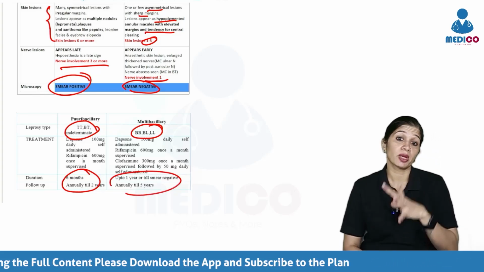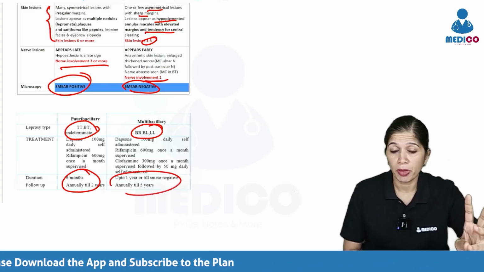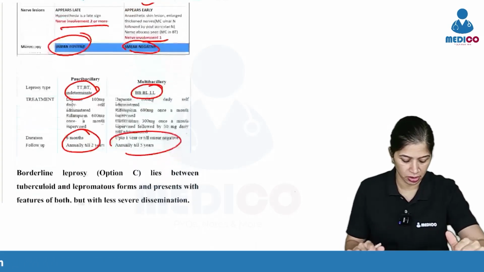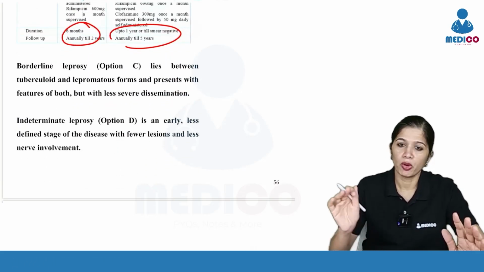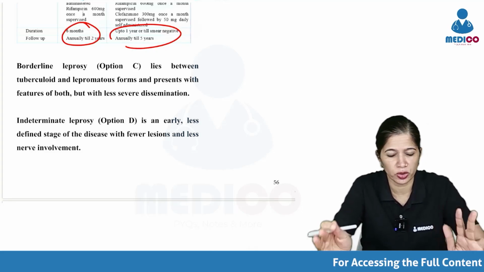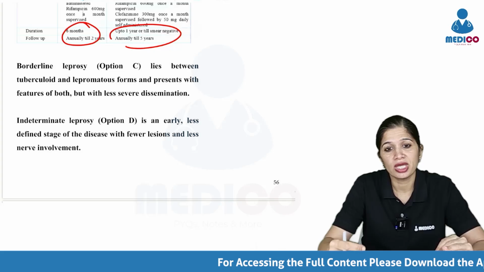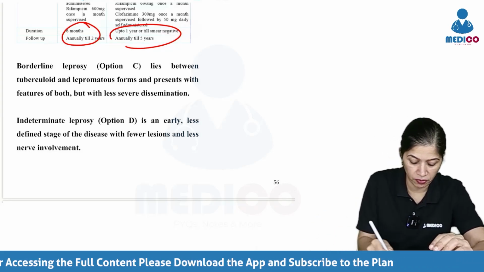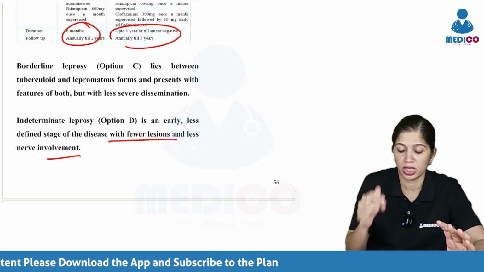So multibacillary is a much bigger problem. You've got lepromatous and borderline coming in multibacillary. So when you say borderline, they've got features of both, it's a little bit hard to categorize into which one, but it's less severe. And when you say indeterminate, it's a little earlier on in the lesion. There's not that much nerve involvement, and as such, there will be fewer lesions.